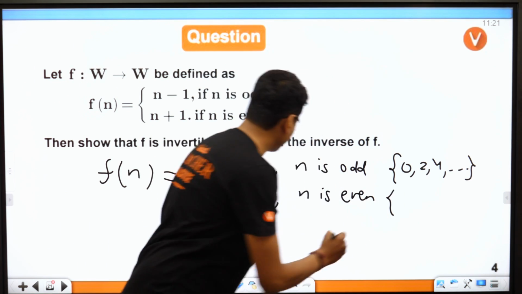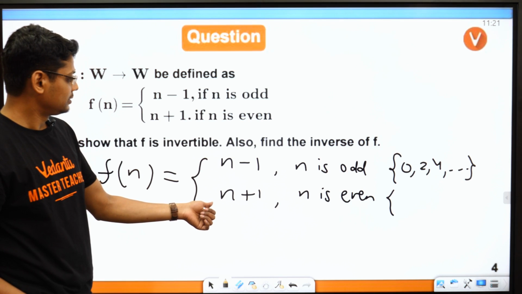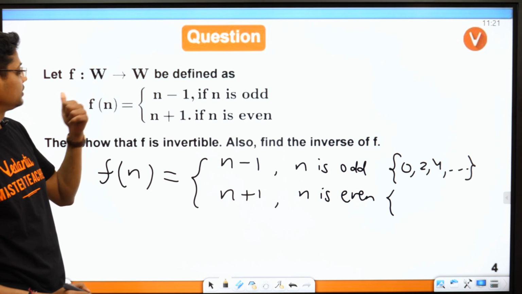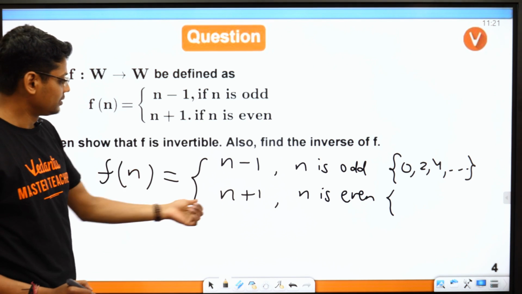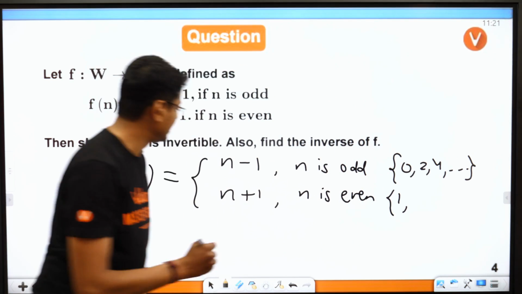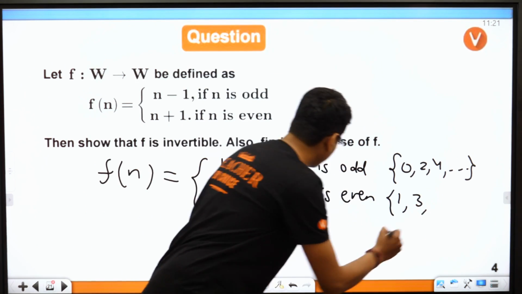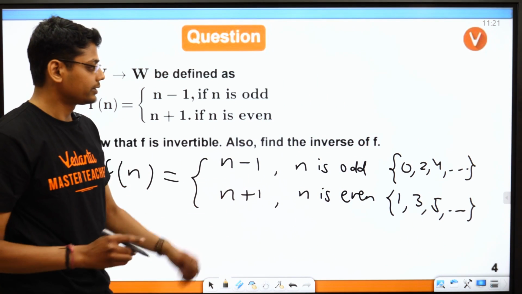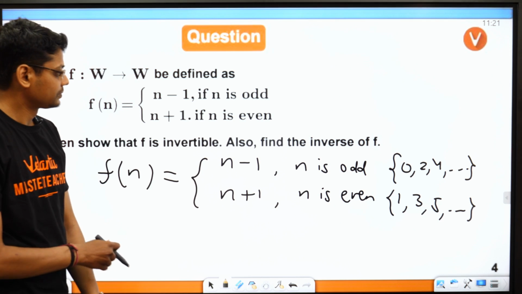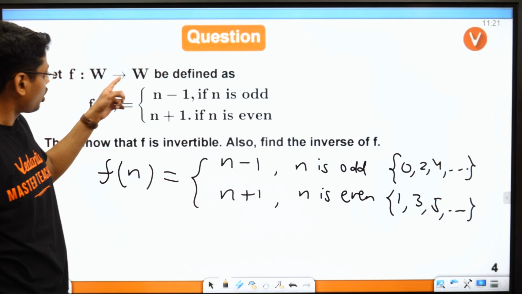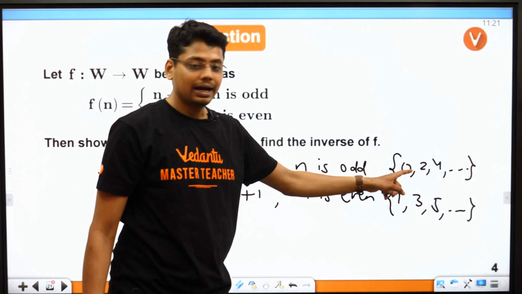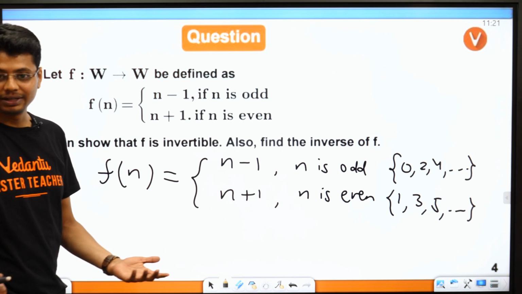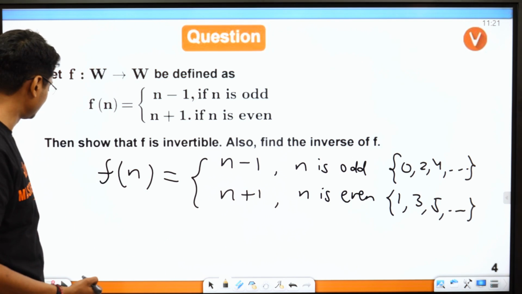Coming to this, when n is 0, n should be even. 0 is allowed because the domain is whole numbers. When n is 0, I get f(n) to be 1. When n is 2, I get f(n) to be 3. When n is 4, I get f(n) to be 5, and so on. So all odd whole numbers. So we see that all whole numbers are getting covered, and f is indeed one-one. So that means f is invertible, right? So that can be commented.